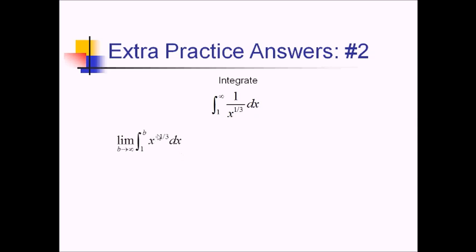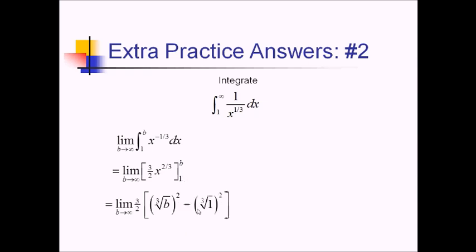That bumps up to the 2/3 power, multiply by the reciprocal of 3/2. So we have 3/2 x to the 2/3 evaluated from 1 to b as b approaches infinity. And now plugging those things in, I'm going to yank out my 3/2 here. And whatever you're doing in here, you're essentially cube rooting and then squaring. So I've got the cube root of b squared minus the cube root of 1 squared. As b approaches infinity, this term here is going to infinity, which drags the whole thing to infinity. So that means that we have an integral that's going to diverge.